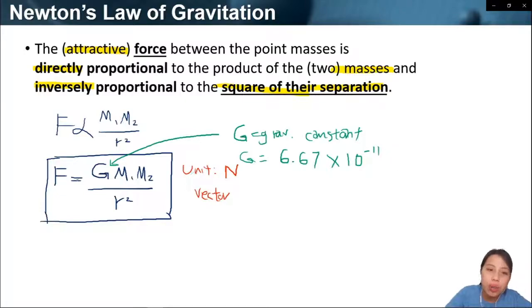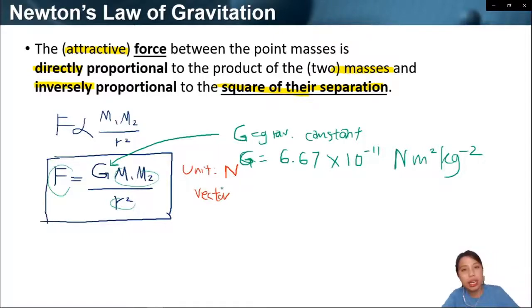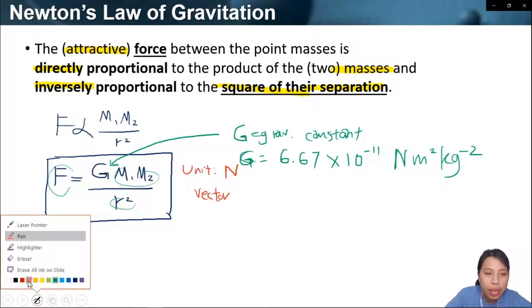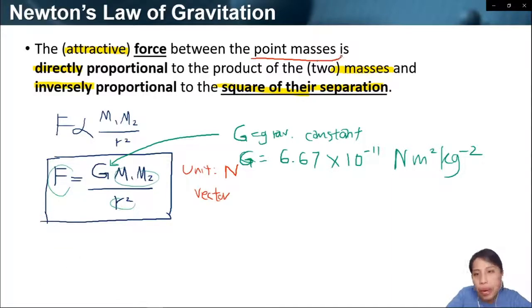And the units, we calculate the units from the force, the mass, and the r, and we will get Newton meter square kg minus 2. That is the constant. You can also find it in the calculator if you know how to find the constant of G inside here.